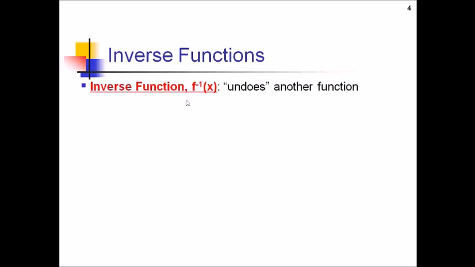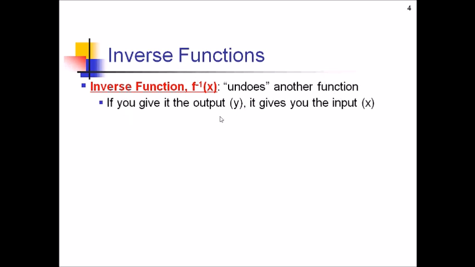Now that we've gone through the basic idea of an inverse function, let's get an official definition. An inverse function, and we have this little -1 notation here, it's not an exponent, it's just bad notation, undoes another function. If you give it the output, the y value, it's going to give you back whatever the input was, the x value. So it's basically switching all the x and y values of the original function.